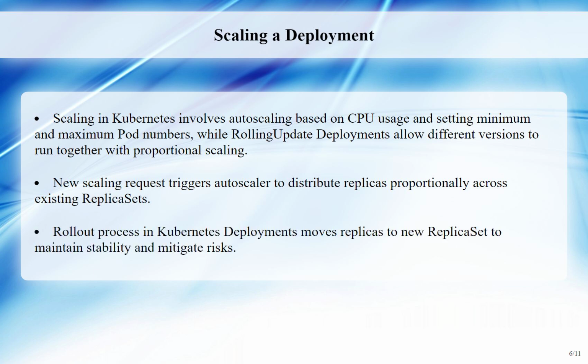The rollout process should eventually move all replicas to the new replica set, as confirmed by checking the rollout status. This process helps maintain stability and mitigate risks during scaling operations in Kubernetes deployments.